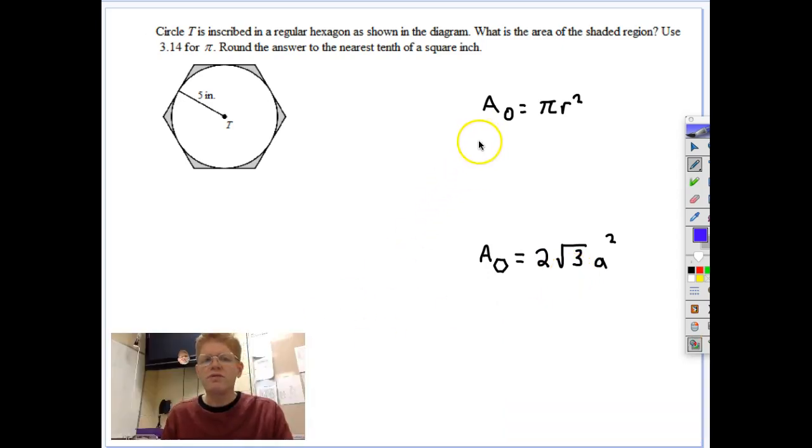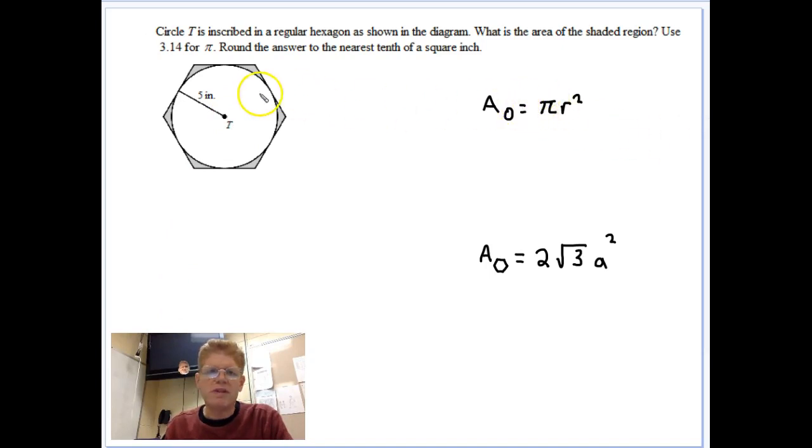In order to find the area of the shaded region, we're going to have to find the area of the hexagon and then the area of the circle. And then we're going to subtract the two because we want only the outside area. So find the area of the hexagon, find the area of the circle, and then subtract the circle from the hexagon. So let's get started.